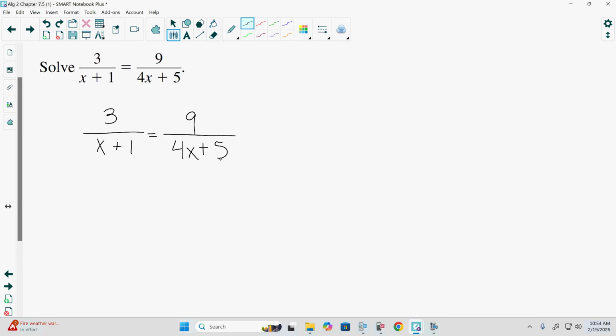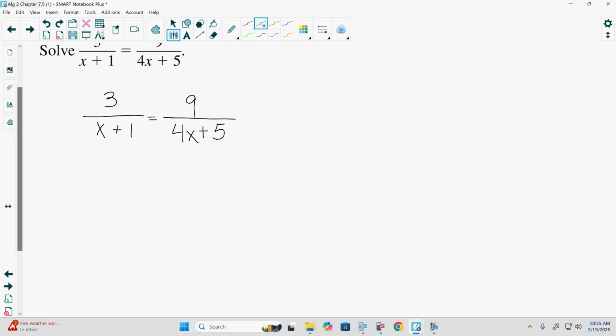And looking at this here, the two denominators that we have are x plus 1 and 4x plus 5. X plus 1 is as simplified as it gets. 4x plus 5 is as simplified as it gets as well. And what we want to do is multiply now by the least common denominator, or for us here, what's going to cause both of these denominators to simplify out completely. So if we multiply through by x plus 1, let's just start there.